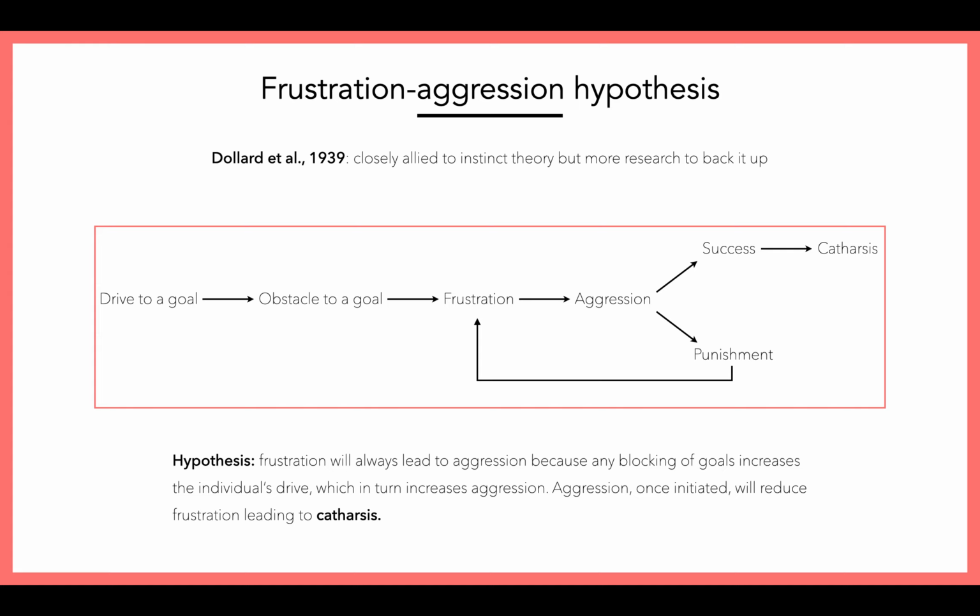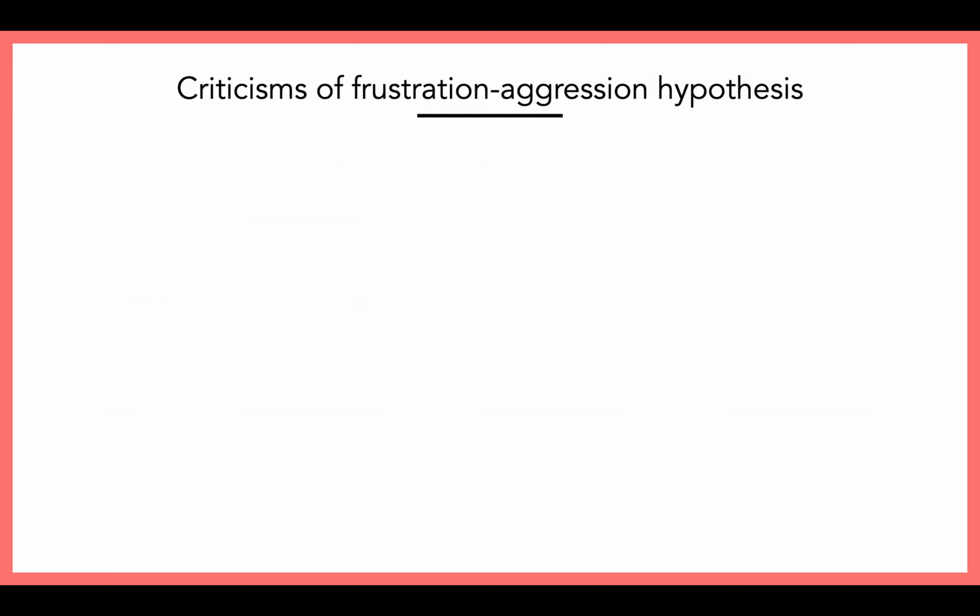However, there is an option that once you use this aggression and you channel it to assertion, you can reduce it, leading to catharsis. So, channeling aggression to assertion is the outcome we're looking for here. If you do an aggressive act, you're going to get punished and you'll get more frustrated.